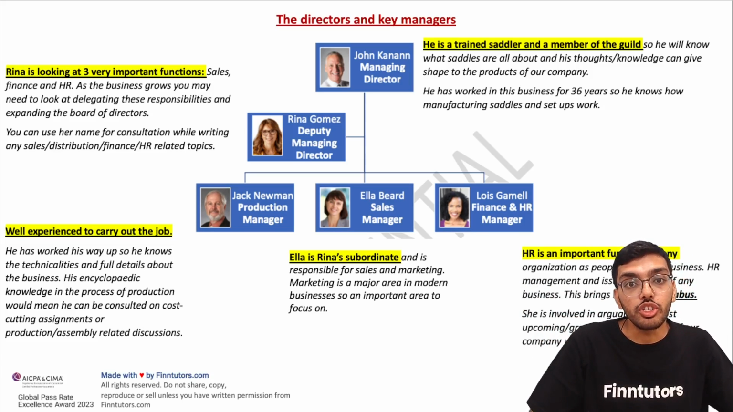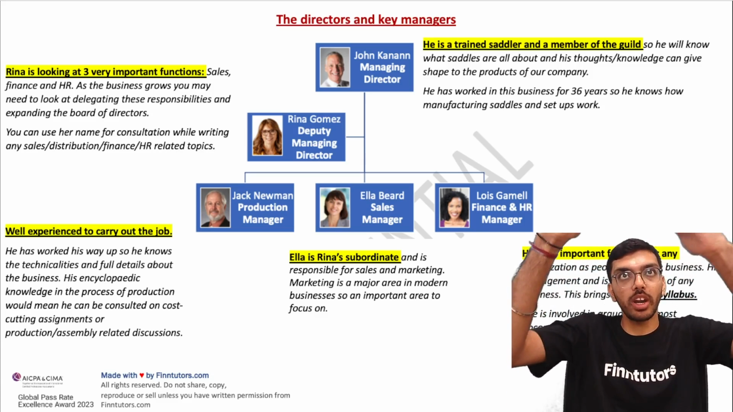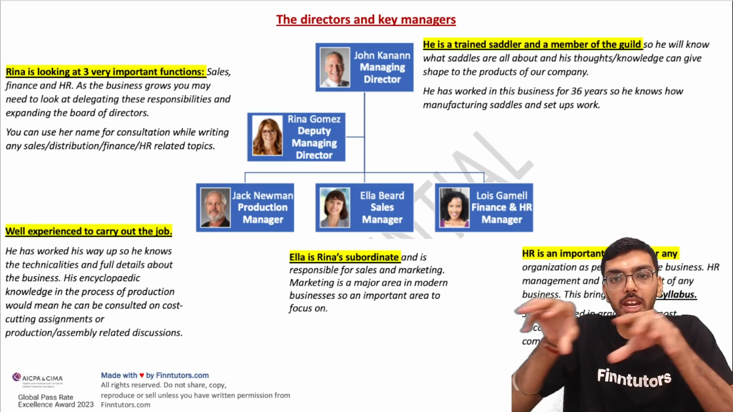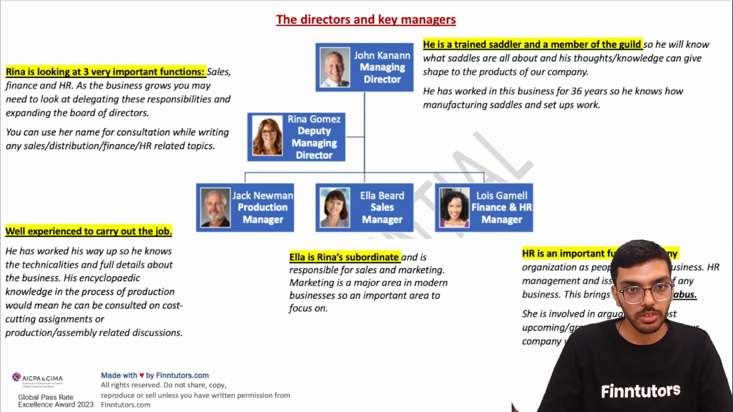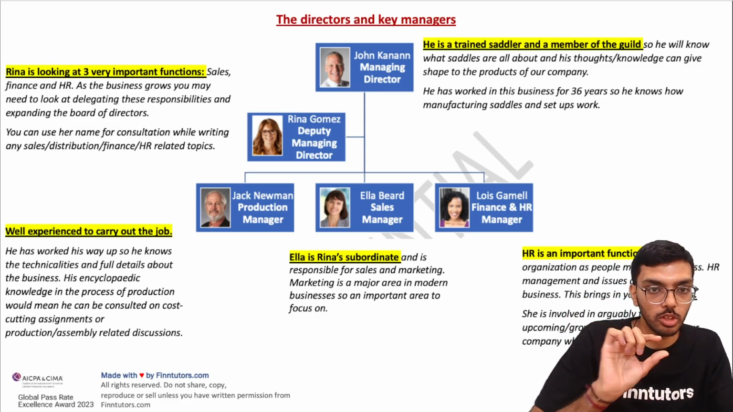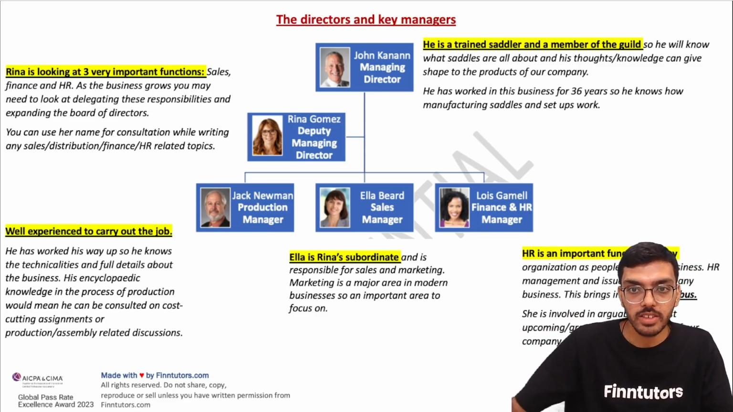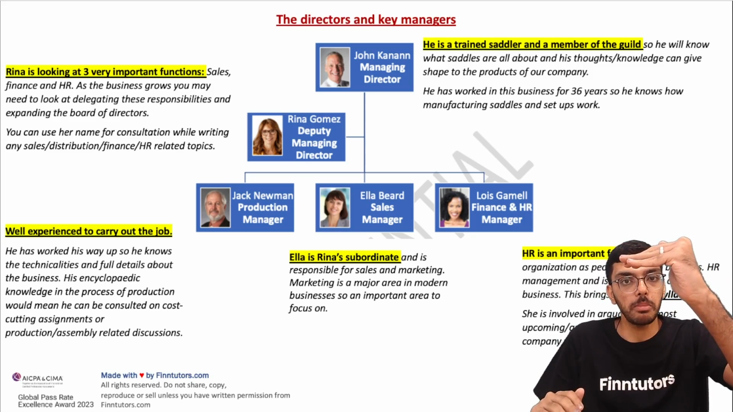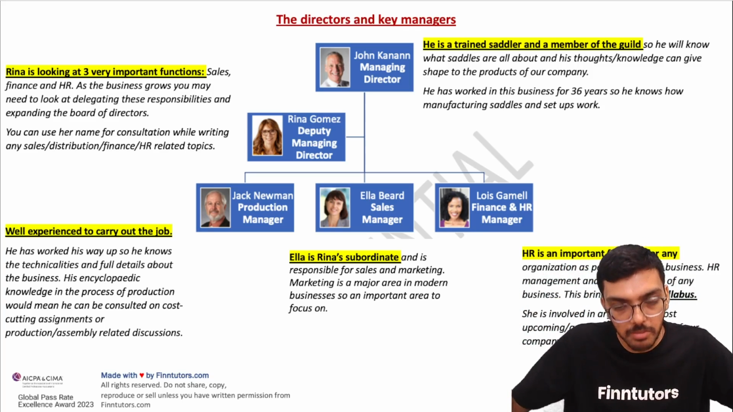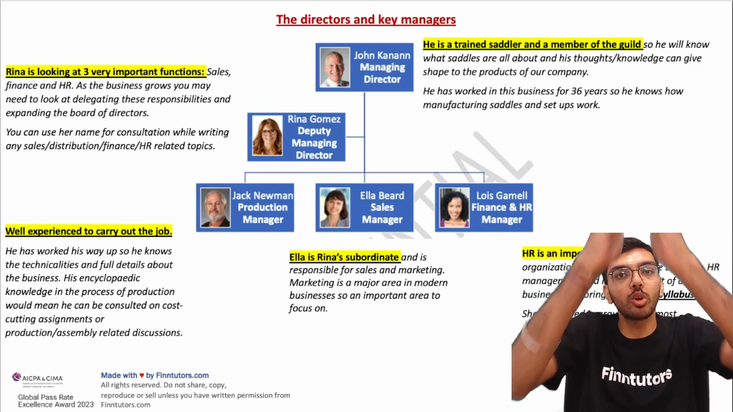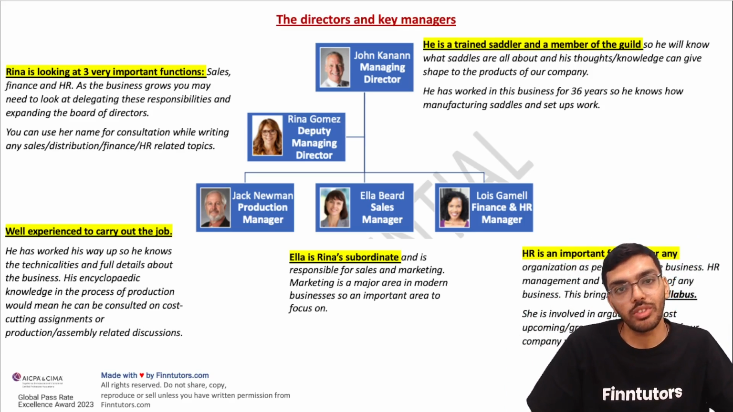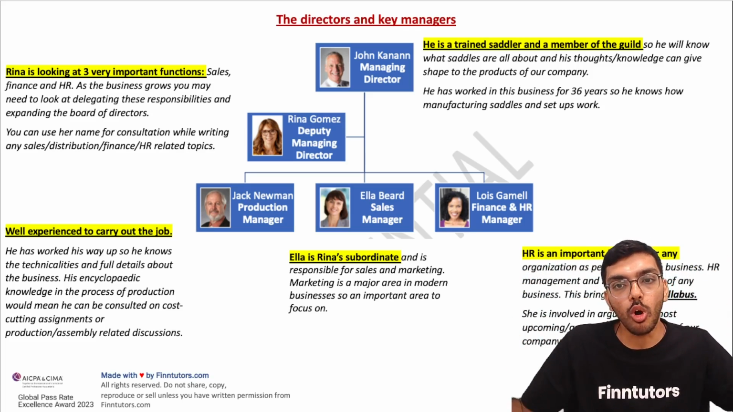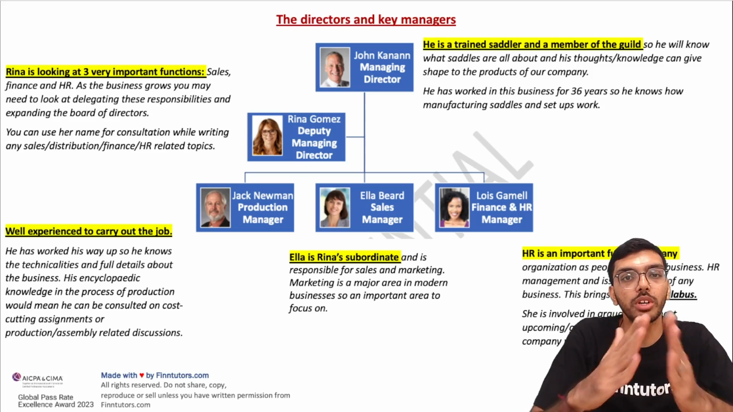Third, we have Jack Newman. So we have John at the top, a deputy to John, and then under them we have different managers looking at different functions. So Jack looking at production, Ella looking at sales, and Lois looking at finance and HR. So Reena is the top deputy manager. Everything goes into her and then it goes to John. So when John is not around, Reena makes the decisions, but they are pretty much at the top, and then all the other functional managers report to them.